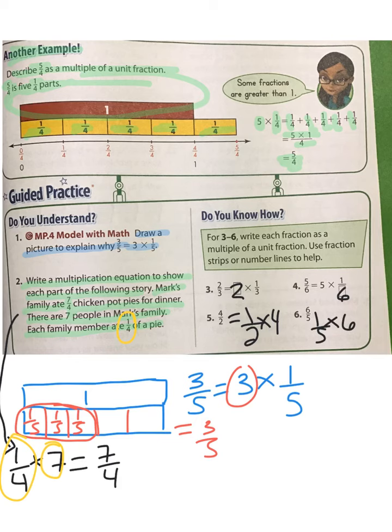Okay, I want you to go ahead and try to do numbers 7 through 18. When you are done, you're going to come see me.